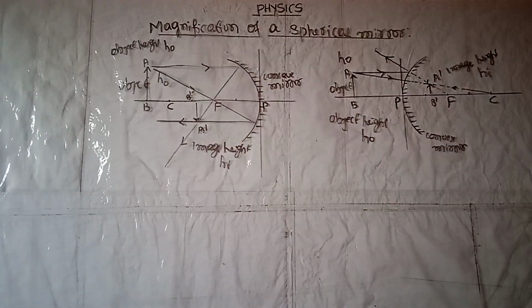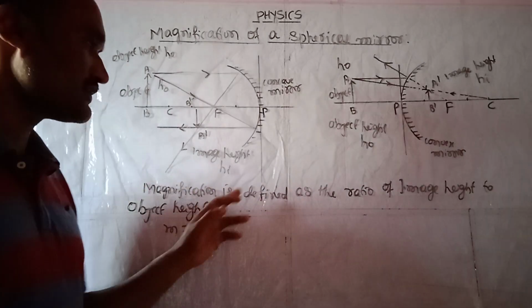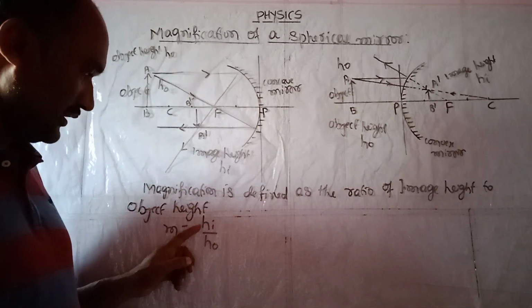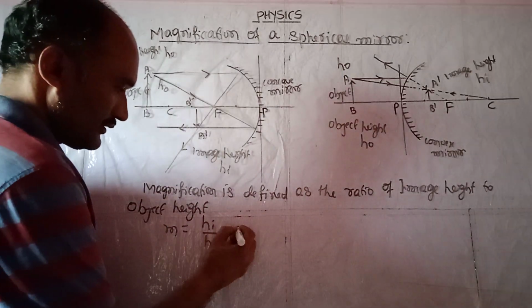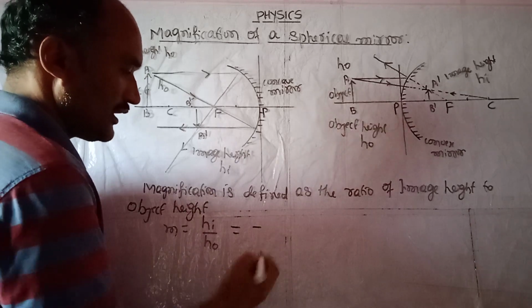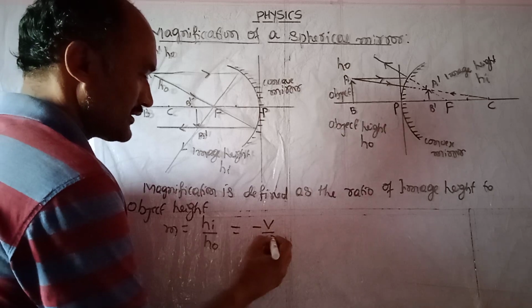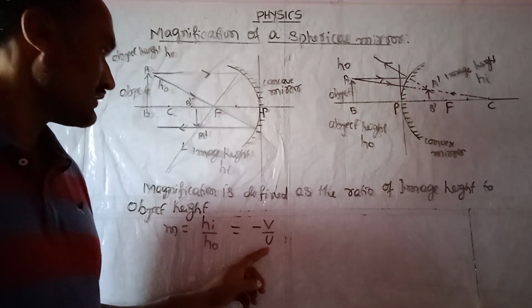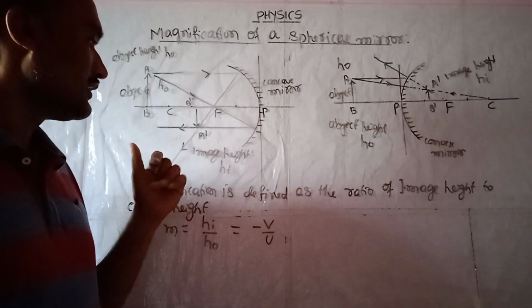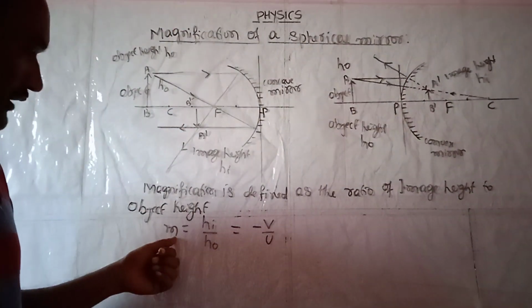That is the magnification of a spherical mirror. This is the definition of magnification: the ratio of image height to object height. We can also say magnification is equal to the negative ratio of image distance to object distance, where v is the image distance and u is the object distance, whether it is a concave mirror or a convex mirror.